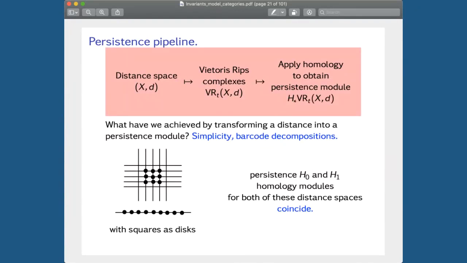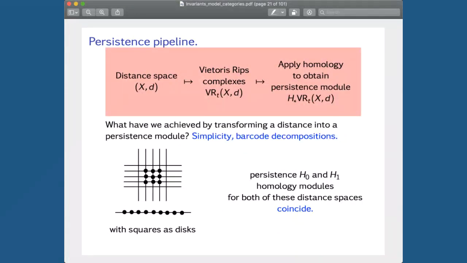So one might ask whether this persistent pipeline is, in this case, oversimplifying. We achieve our simplifying goal, but possibly we oversimplify. Could we be more discriminatory and still computationally reasonable? One of the things about the simplicity of bar decomposition is that it's computable. Now we have great software like Ripser to do that.